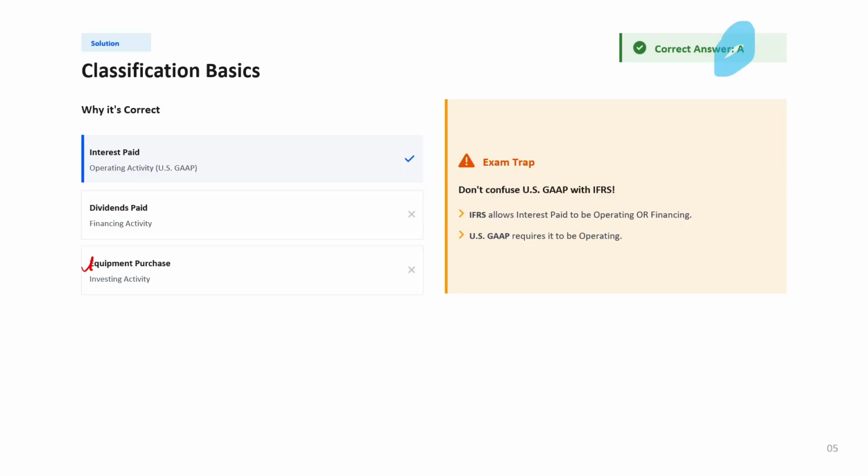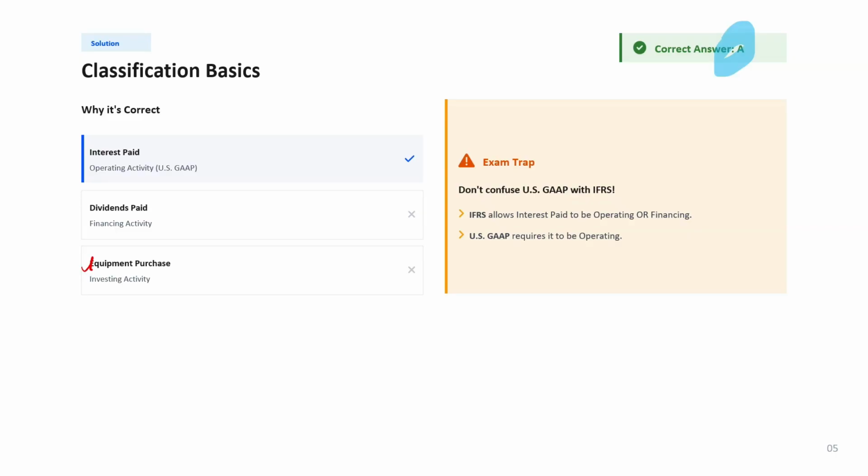So the exam trap here is confusing the US GAAP with IFRS. IFRS allows interest paid to be either operating or financing. But when we look at the US GAAP, they are strict. It strictly requires it to be an operating activity. You may not see this in the multiple choice questions, but you're very likely to see something related to this distinction on the simulations.